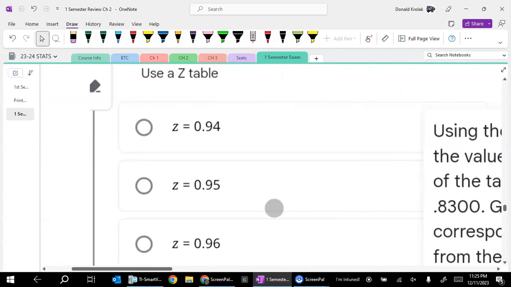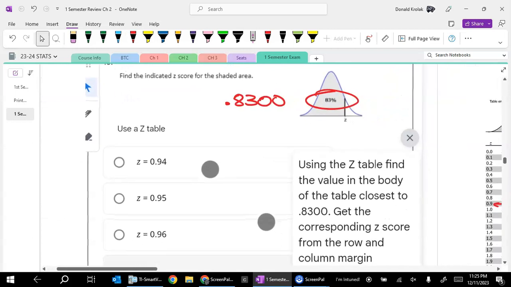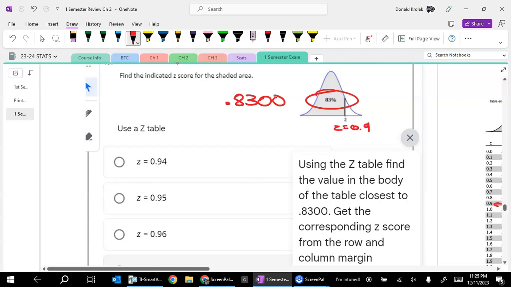All right, so then I take that, that's my z-score. This would be 0.95.